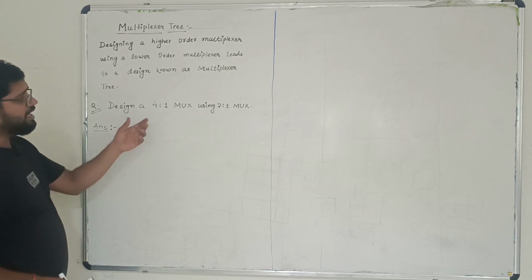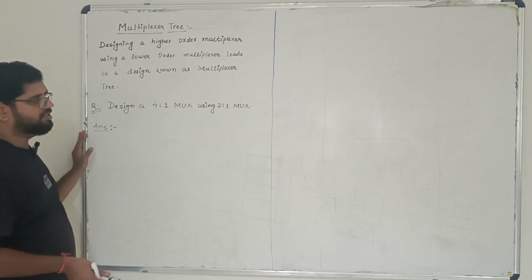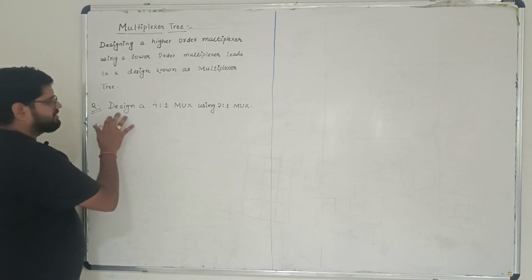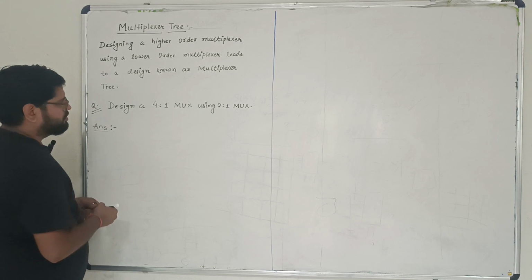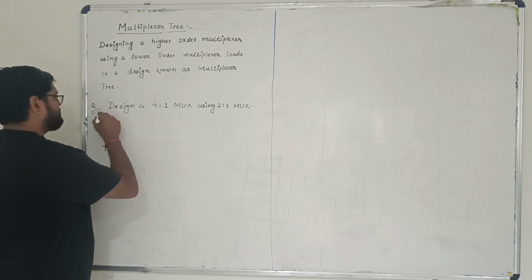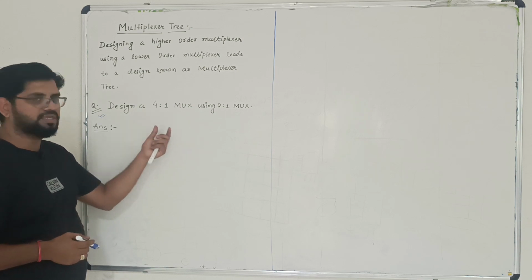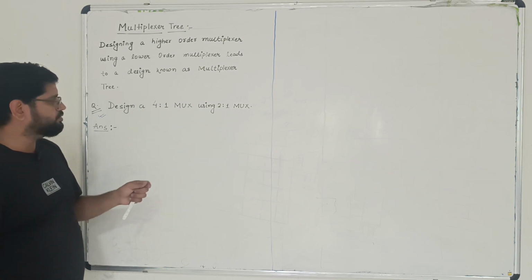Now, I'll be telling you about that with the help of one or two examples. After that, you will be able to know how to design a multiplexer tree. So the first question of discussion is: design a 4:1 MUX using 2:1 MUX. How to approach this question is very, very important. Whenever you are going for such kind of numerical on multiplexers, you have to have a proper approach. Now, what is that approach?